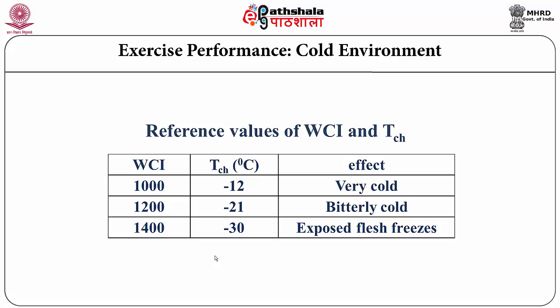For easy access for students, I am also giving 3 reference levels of WCI and chilling index. This table is pretty big. It starts from a pleasant condition to very flesh-freezing. I am only showing the beginning, the middle point, when it is very cold, bitterly cold, and when the flesh is freezing to an extreme. So these 3 conditions you can refer to, and other conditions as well.